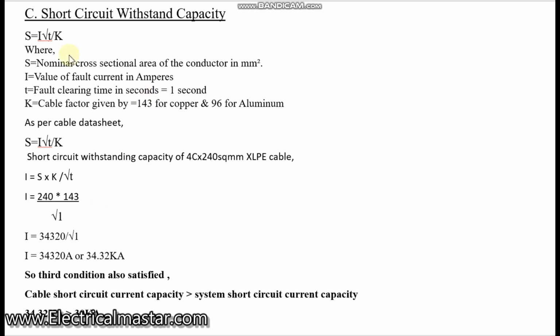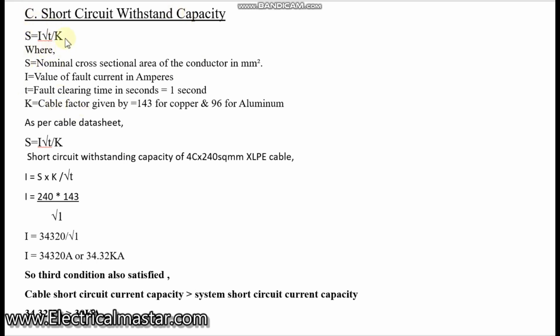Now the third condition, short circuit withstanding capacity. The short circuit withstanding capacity of the cable should be greater than the system short circuit withstanding capacity. In the previous part of this video, I told you the system short circuit capacity of the transformer is 30 kilo ampere. So our cable should be greater than 30 kilo ampere, meaning this cable is sufficient for the short circuit withstanding capacity. How will we find it?